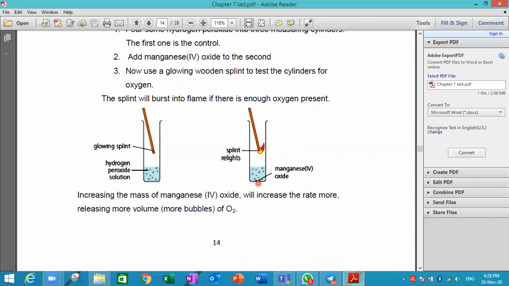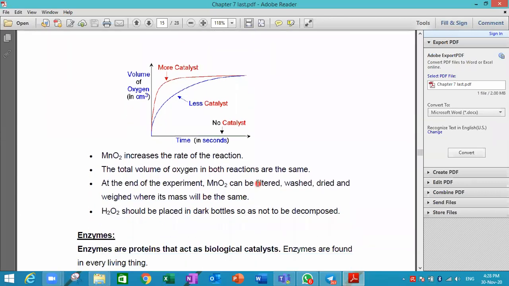So the presence of a catalyst increases the rate of the reaction without itself being used. So if this was the uncatalyzed reaction, means the reaction that takes place either without any catalyst or with a small amount of catalyst, and here is the reaction on using the big amount of catalyst, the curve gets steeper, means that the rate is faster, and we get the same volume of oxygen gas that should have been obtained if we decompose hydrogen peroxide alone without any catalyst.